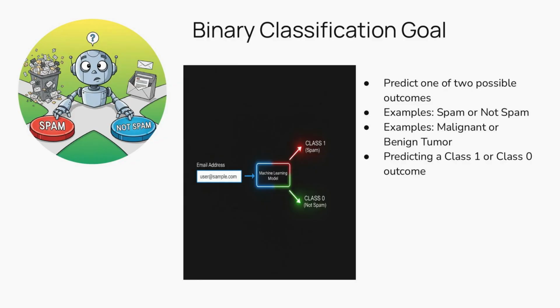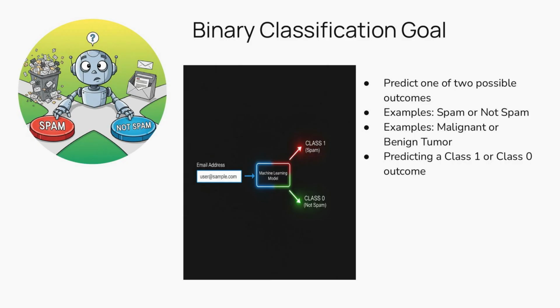Just to refresh, our goal with binary classification is to predict one of two outcomes: a yes or a no, a 1 or a 0. For example, is this email spam, class 1, or not spam, class 0? Will this customer churn, class 1, or not churn, class 0? The output we want is a simple, clear category.